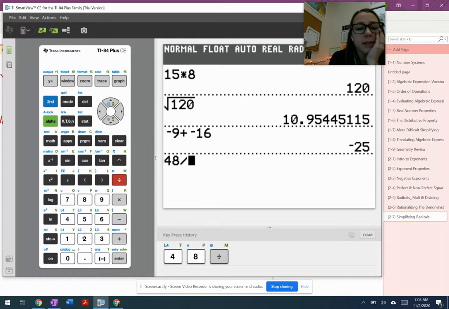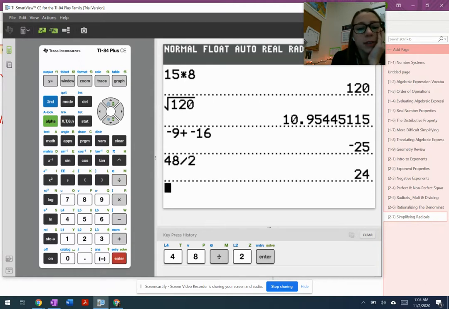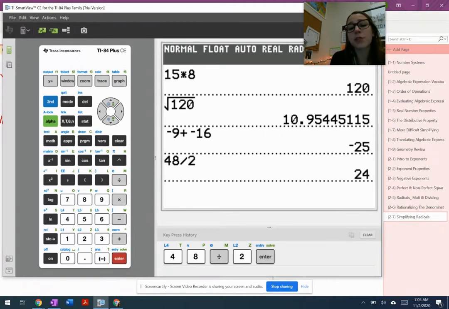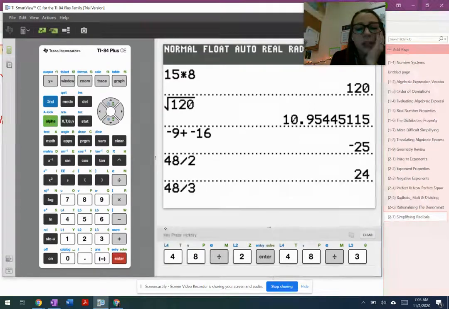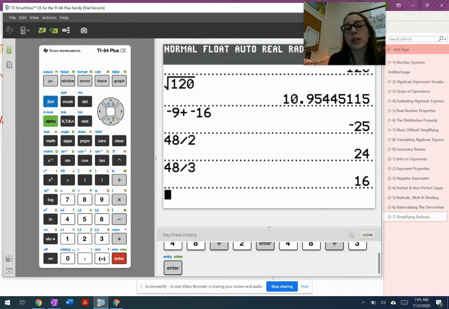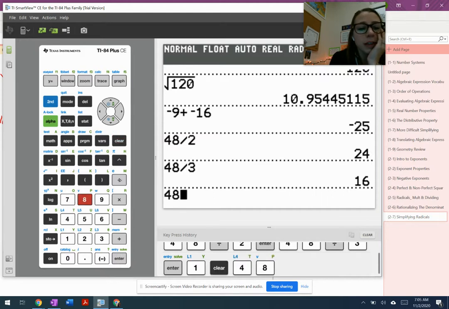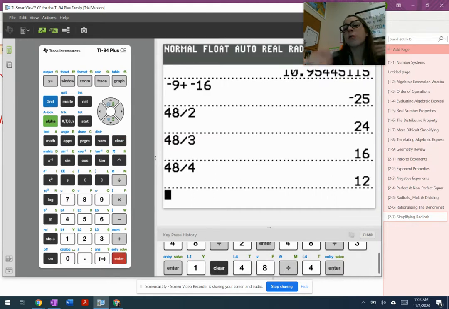I would sit here and I would be going 48 divided by 2. Okay, so 2 and 24 are factors because 2 times 24 gives me 48. What about 3? 48 divided by 3. Oh, yeah. So 3 and 16 are another set of factors because when I multiply them, they give me 48. 48 divided by 4. And so I would just keep going and going.